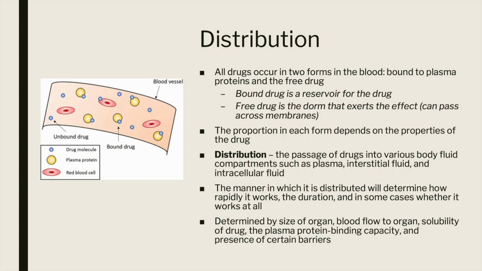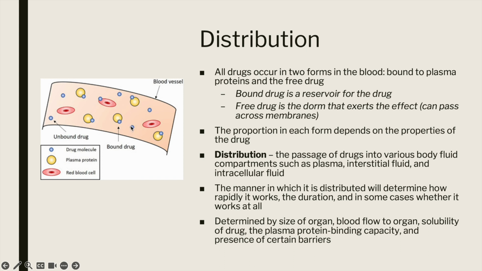All right, distribution. All drugs occur in two forms in the blood. They're either bound to plasma proteins or they're free. Some are bound and some are just floating around free or unbound. When a drug is bound, that's like a reservoir for the drug, kind of saving it for later. The free drug is the form that exerts the effect. It can pass across the membranes freely because it's not bound to anything.